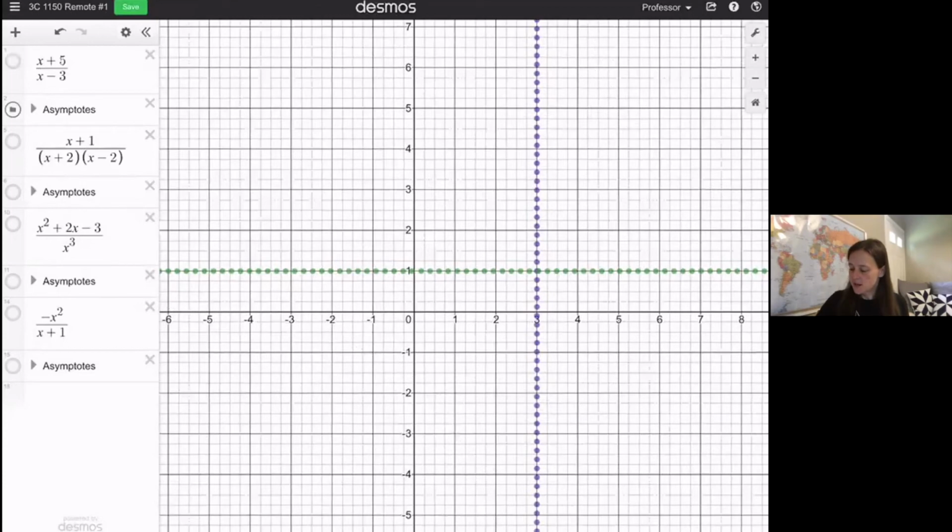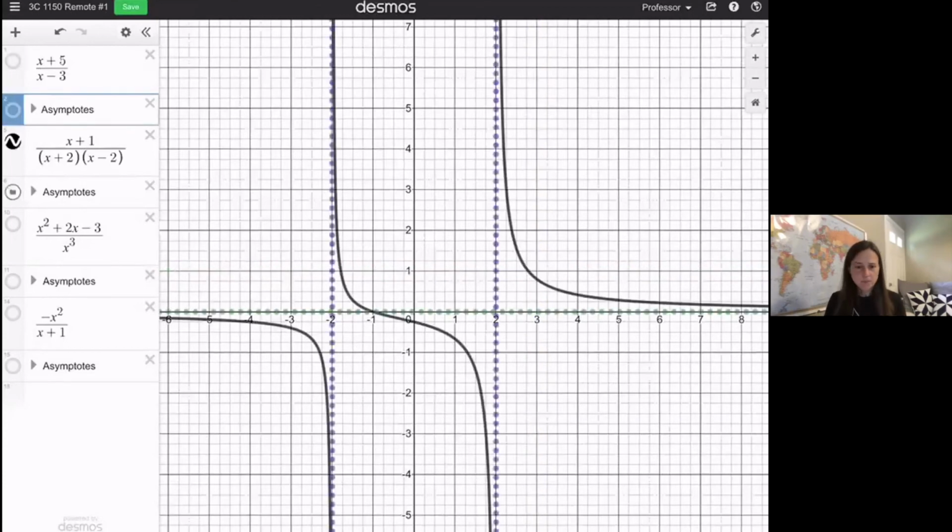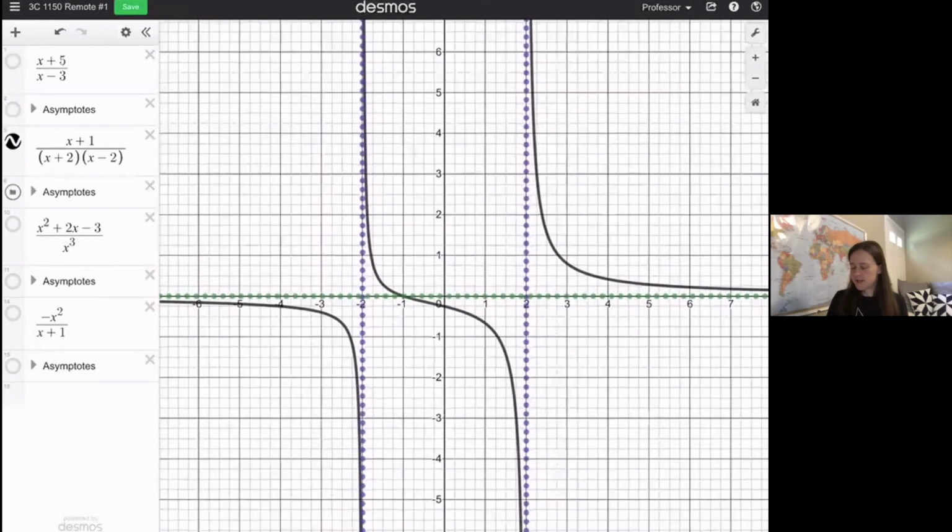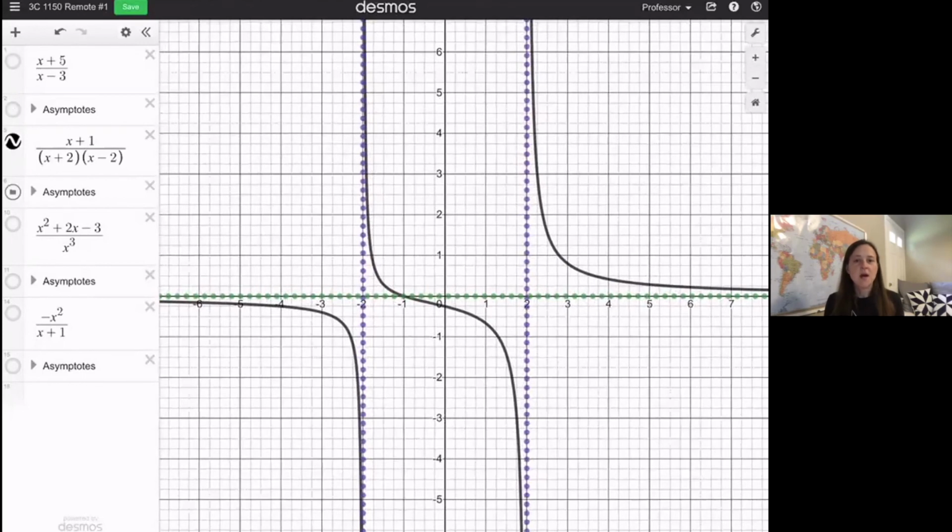So you can see in the second function that it had vertical asymptotes at 2 and -2, and those are the two numbers in that second formula that cause division by 0. x equals -2 makes x plus 2 equal to 0. x equals 2 makes x minus 2 equal to 0. So both of those cause a problem for this function, and that's why we have vertical asymptotes there.